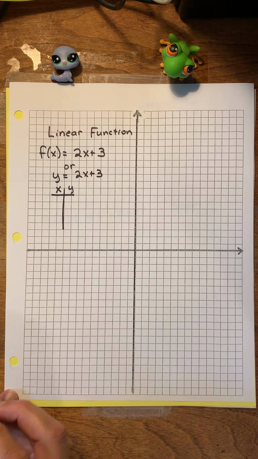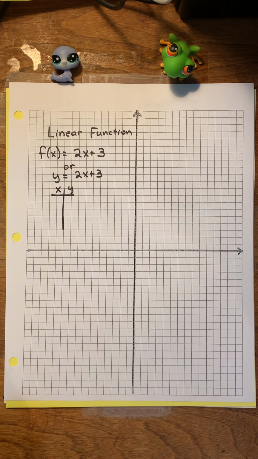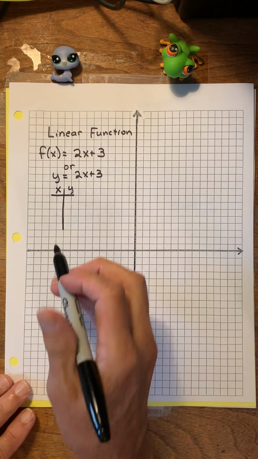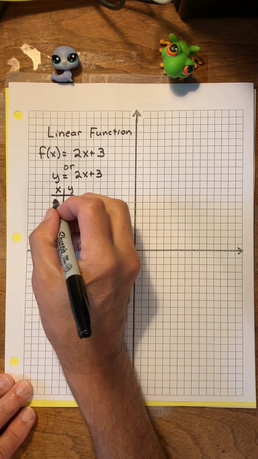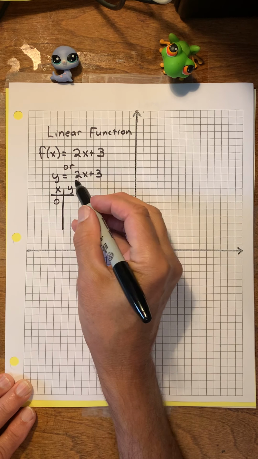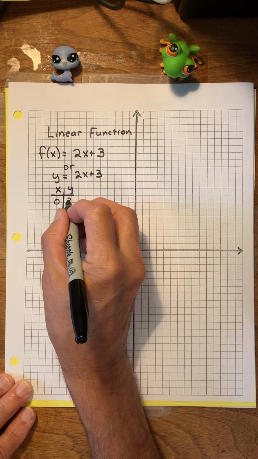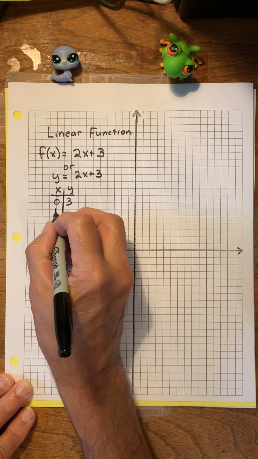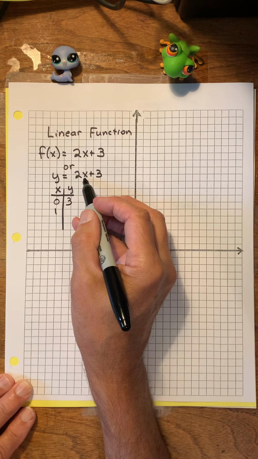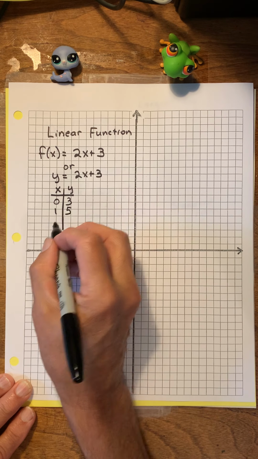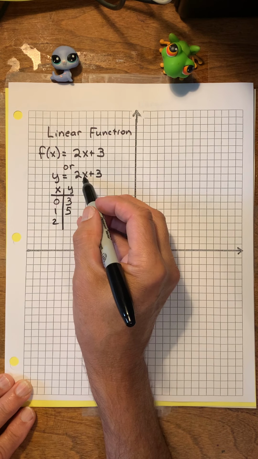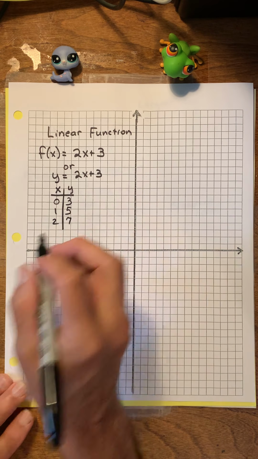If I want to find out what it looks like, I'm going to pick some x's and find some y's. So let's let x, for instance, be 0. 2 times 0 is 0. 0 plus 3 is 3. Let's let x be 1. 2 times 1 is 2, plus 3 is 5. Let's let x be 2. 2 times 2 is 4, plus 3 is 7.